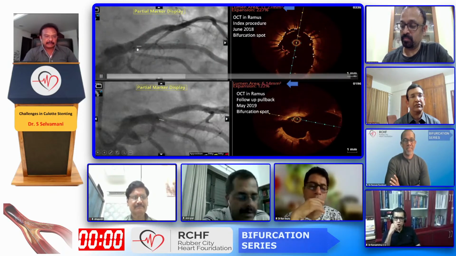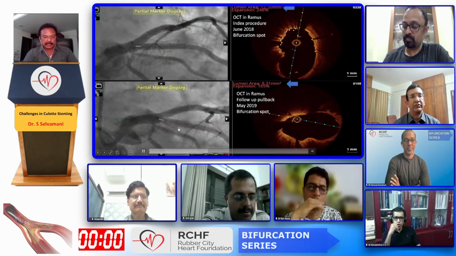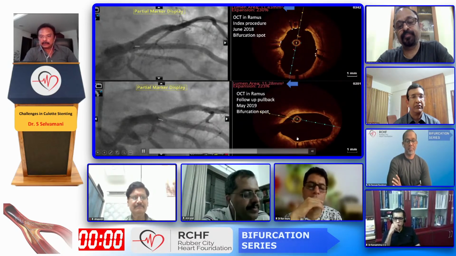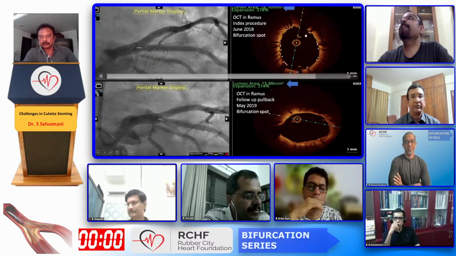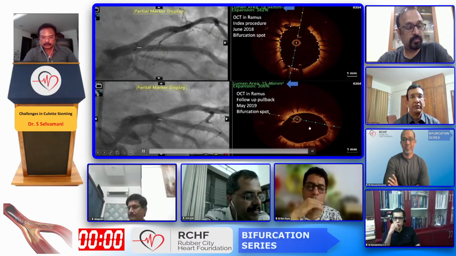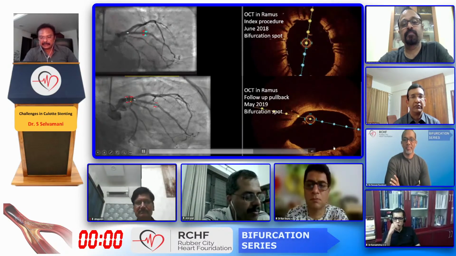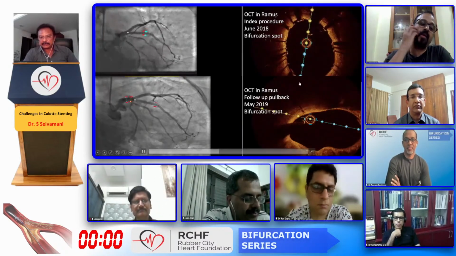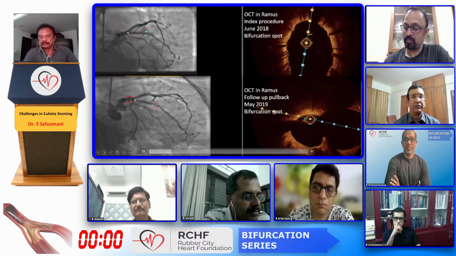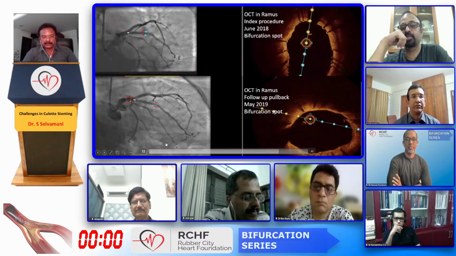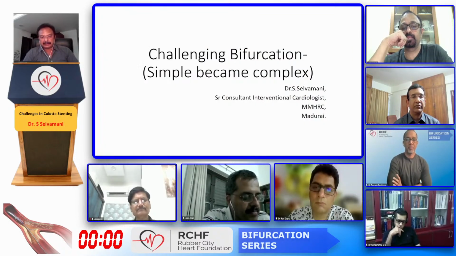And this was a case where we did a left main OM ramus bifurcation. And you look at this, this is the index at 2018, and this is the 2019 follow-up. So you see a good endothelization, and the ostium is well preserved with a good result with this type of technique, the dedicated modified Culotte stenting, the dedicated branch stent there.